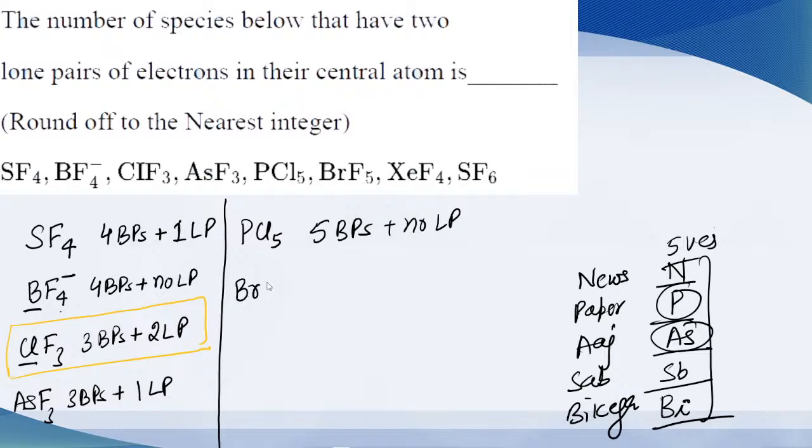What about BrF5? In BrF5, how many valence electrons are there? Sorry, how many bond pairs are there?